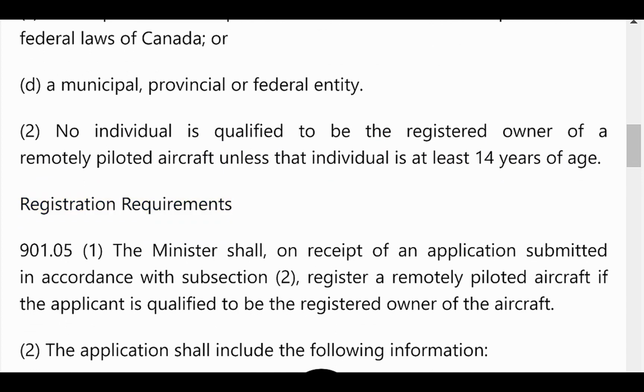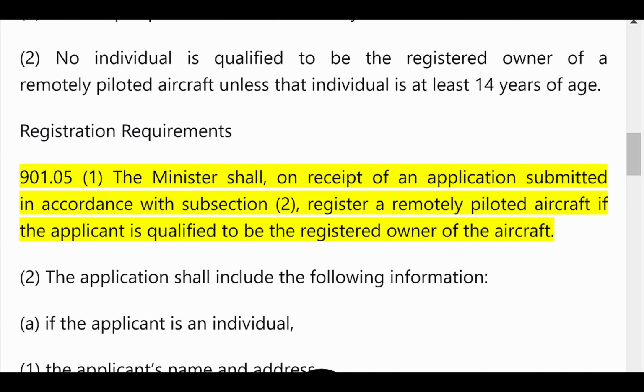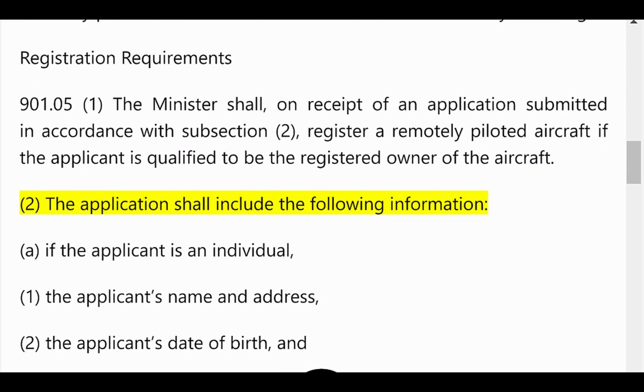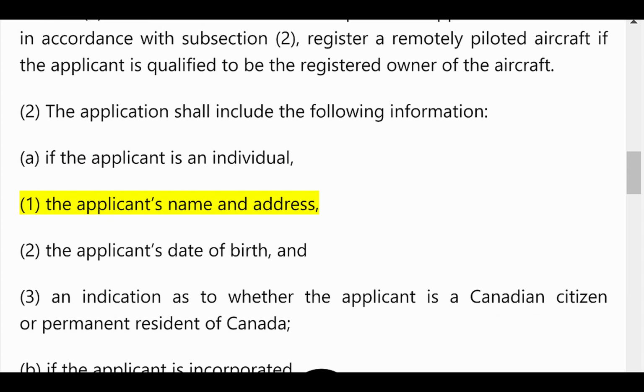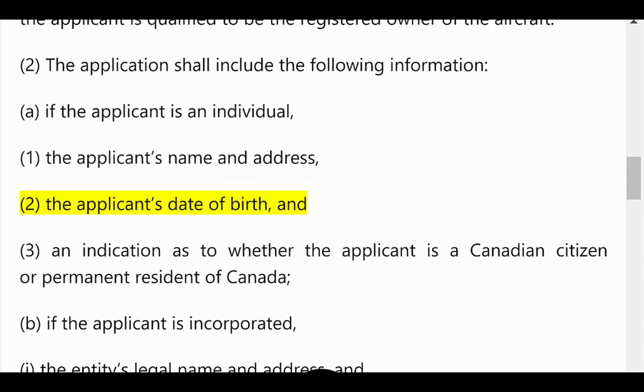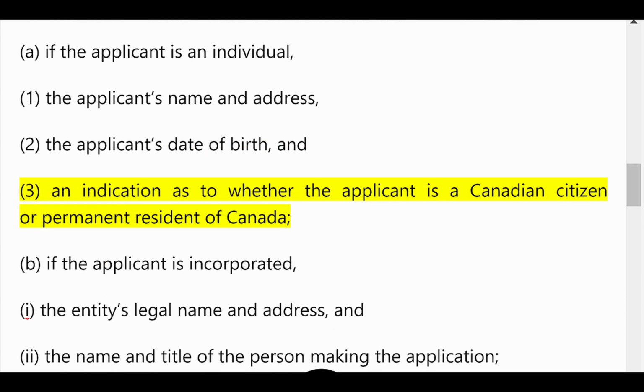Registration requirements. 901.05 (1) The Minister shall, on receipt of an application submitted in accordance with subsection 2, register a remotely piloted aircraft if the applicant is qualified to be the registered owner of the aircraft. (2) The application shall include the following information. (a) If the applicant is an individual: (i) the applicant's name and address, (ii) the applicant's date of birth, and (iii) an indication as to whether the applicant is a Canadian citizen or permanent resident of Canada.